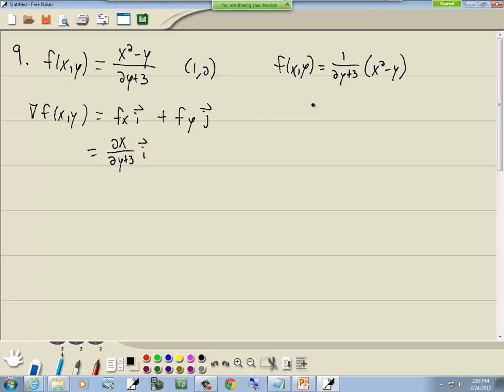Now, the partial with respect to y is not so easy. If I look at this, we have y's in the numerator and y's in the denominator, so you can't split them apart like that. This would be my p, and this would be my q. I'd use the quotient rule. Talk about sloppy. Let's try that again.